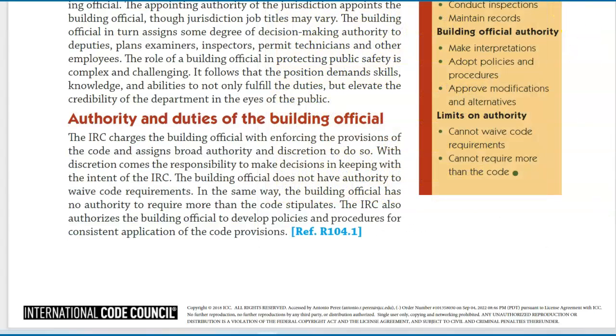Authority and duties of the building official. The IRC charges the building official with enforcing the provisions of the code and assigns broad authority and discretion to do so. With discretion comes the responsibility to make decisions in keeping with the intent of the IRC. The building official does not have authority to waive code requirements. In the same way, the building official has no authority to require more than the code stipulates. The IRC also authorizes the building official to develop policies and procedures for consistent application of the code provisions. Ref. R104.1.